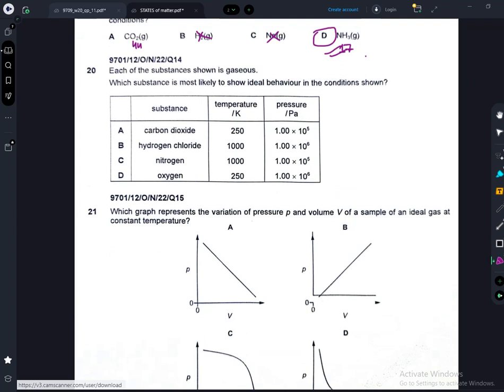Okay, each of the substances shown is gaseous. This is again a very easy question. Which substance is most likely to show ideal behavior? Nitrogen gas and oxygen gas. Ideal behavior is favored at lower temperature and higher pressure. C is your right answer. There is involvement of intermolecular forces in here.